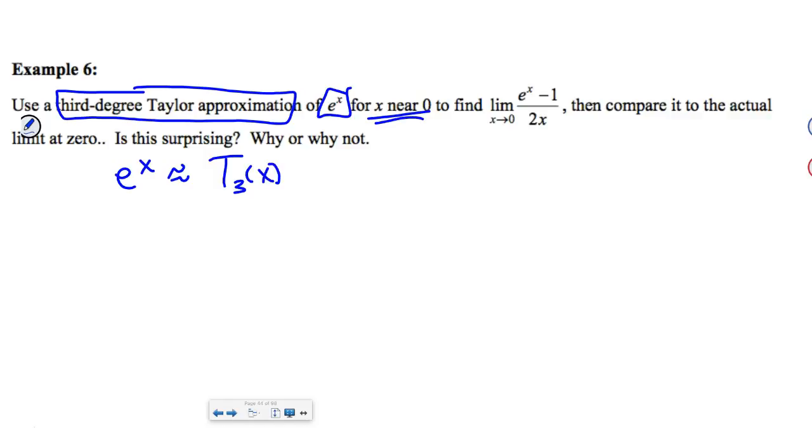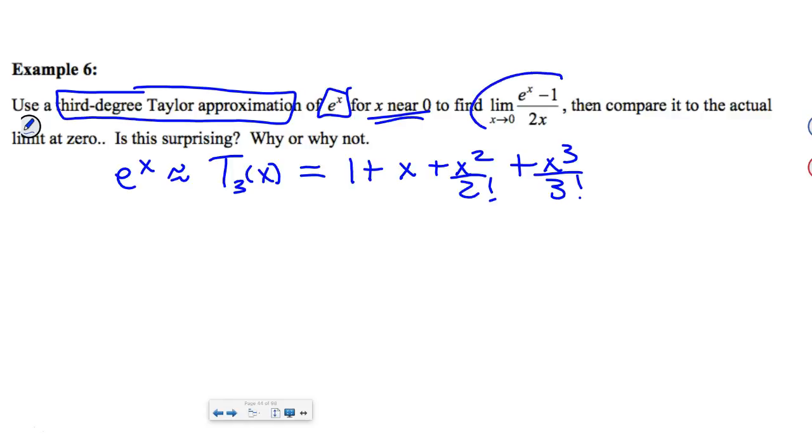So before I even start, that's why I said you need these memorized so you don't have to create it. Those top 3 and maybe one other. So 1 plus x plus x squared over 2 factorial plus x cubed over 3 factorial. Have the e to the x memorized. There it is, out to the third degree. It says to approximate it, we're going to use that to approximate what this limit is.